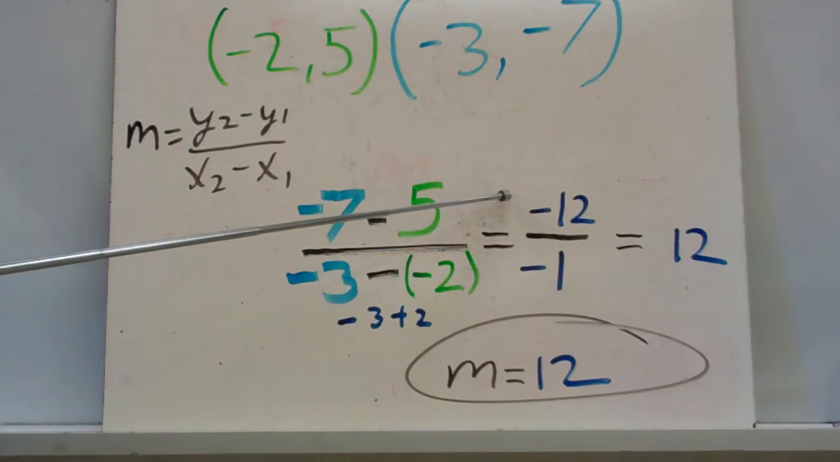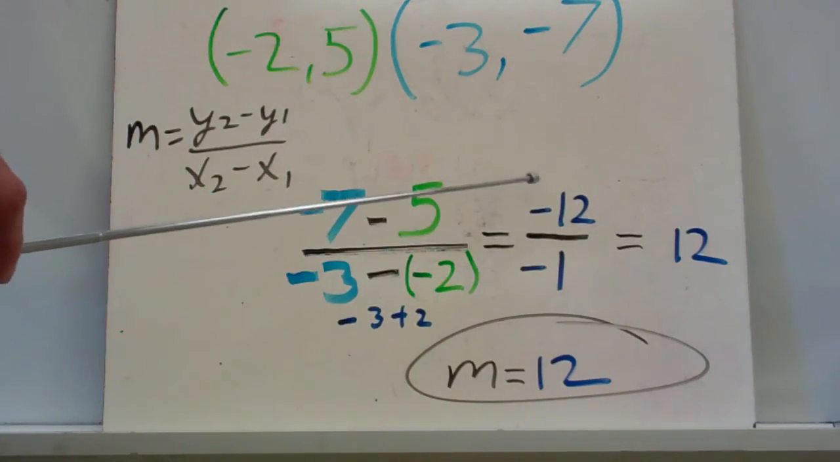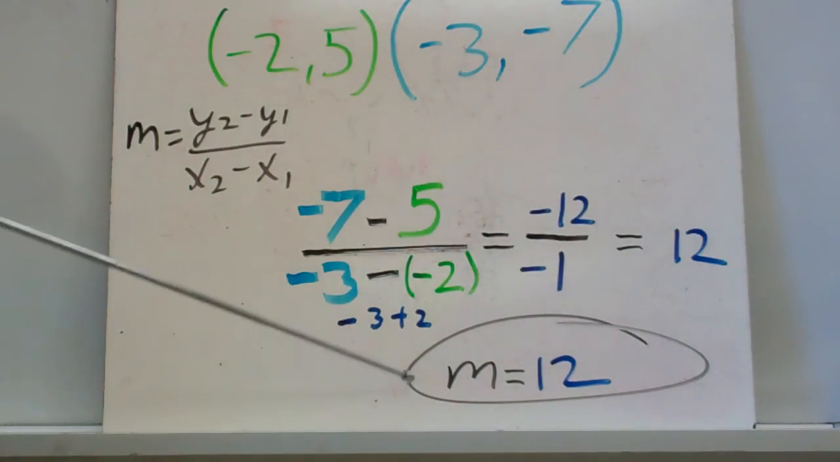Again, we are left with a negative over a negative. And we know that any negative number divided by a negative number leaves a positive, so 12 divided by 1 is 12, and our slope is 12 for that one.